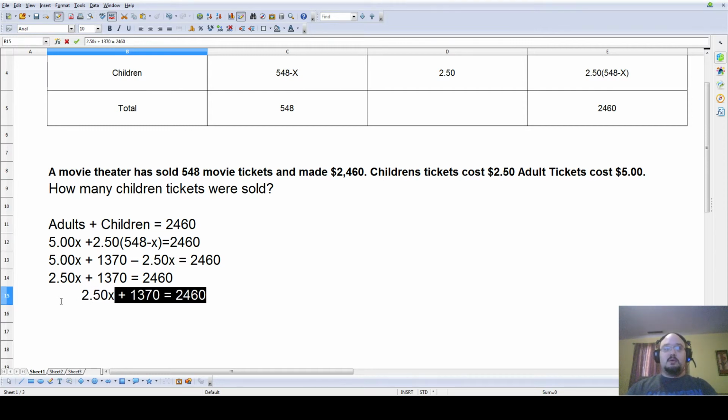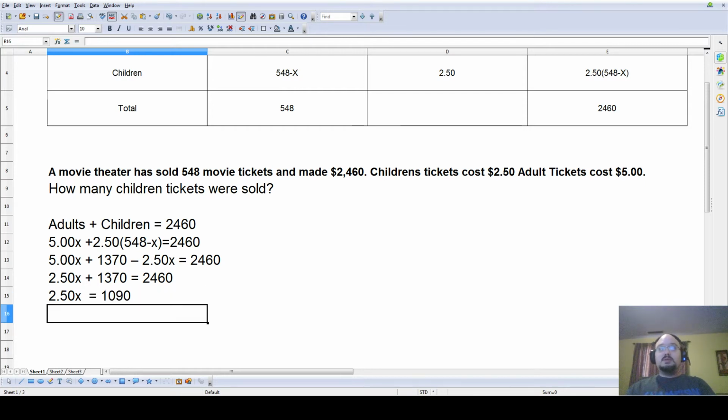Oh my. All right, equals 1,090. And now I'm going to divide this 1,090 by $2.50, so I can get this x all by itself, because that's what we want. And so we have 1,090 divided by $2.50. 436.